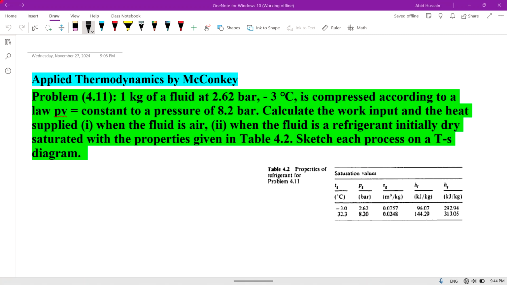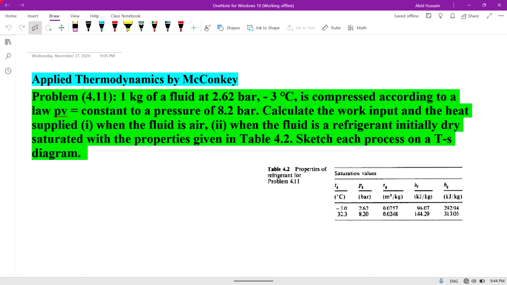So, the problem is: 1 kilogram of a fluid at 2.62 bar and minus 3 degrees centigrade is compressed according to a law PV is equal to constant to a pressure of 8.2 bar. Calculate the work input and the heat supplied when the fluid is air and when the fluid is a refrigerant initially dry saturated with the property given in table 4.2. This is table 4.2. Sketch each process on a TS diagram.